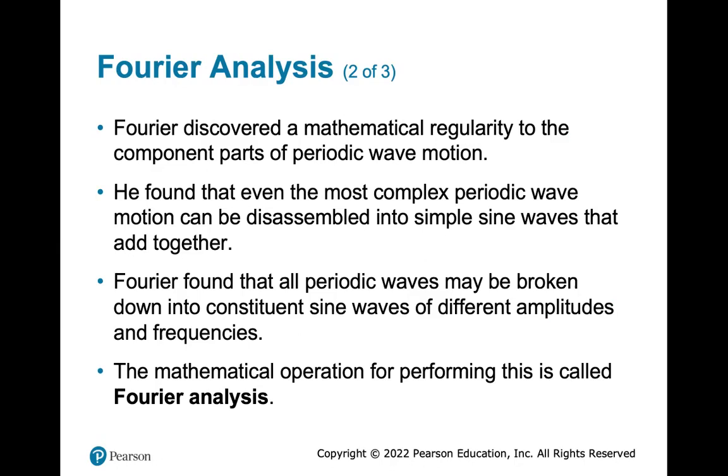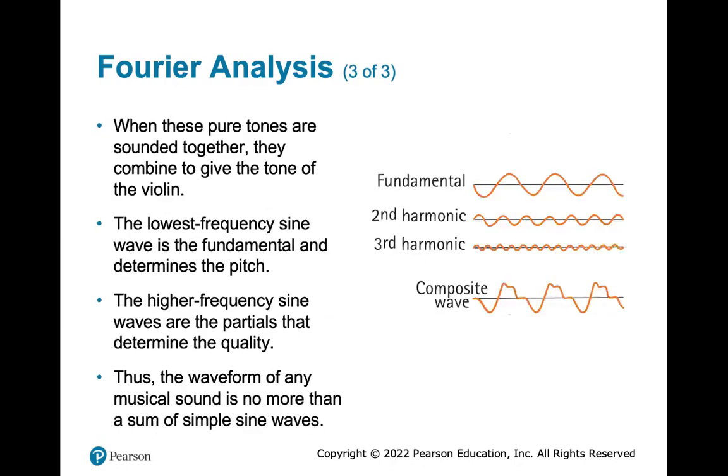Fourier found that all periodic waves may be broken down into constituent sine waves of different amplitudes and frequencies. The mathematical operation for performing this is called Fourier analysis. When these pure tones are sounded together, they combine to give the tone of a violin. It's the fundamental, the second harmonic, and the third harmonic, and this is the composite. If you sum all those together, this is the composite.